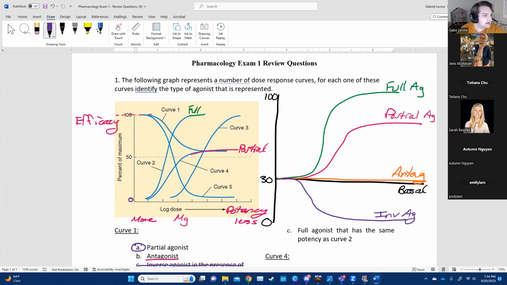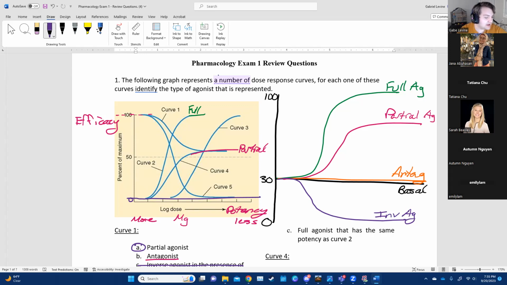Well, in a way we do have some information about where the basal activity is. We can assume that it's somewhere down here, because the full agonist, as well as the partial agonist, is bringing the activity of the cell above where the basal activity would be, the normal level of activity. So if you reach this bottom amount, then you are going towards the basal activity.